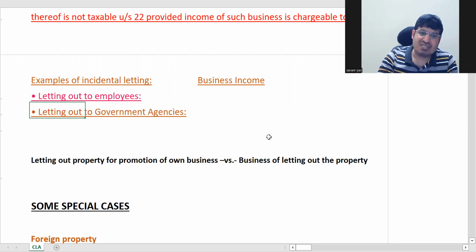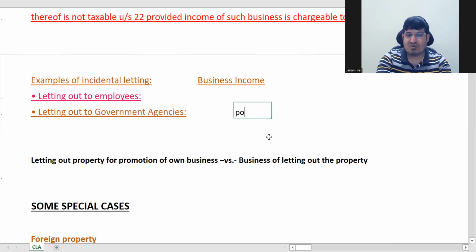Letting out to government agencies. So there was an assessee who had his organization in the same building. There he let out the remaining places. He let out to a post office. Okay.